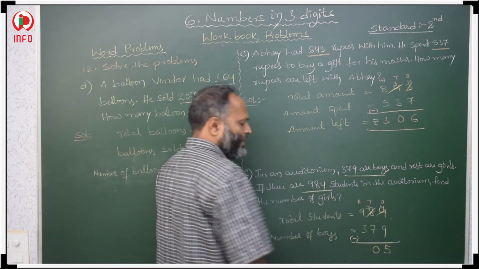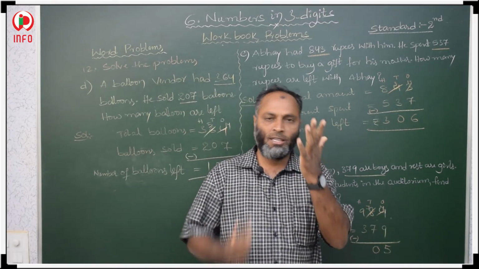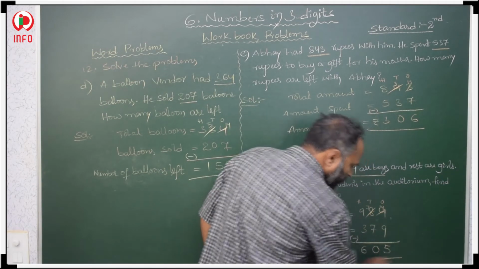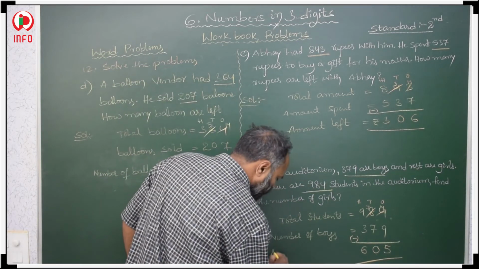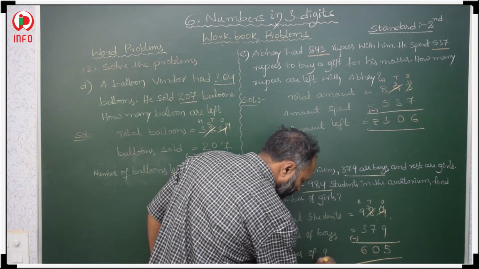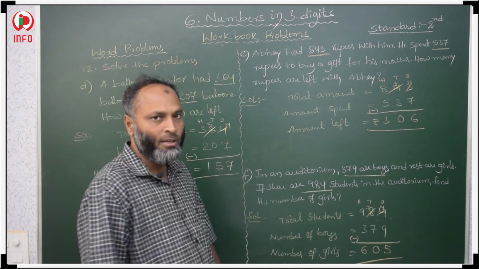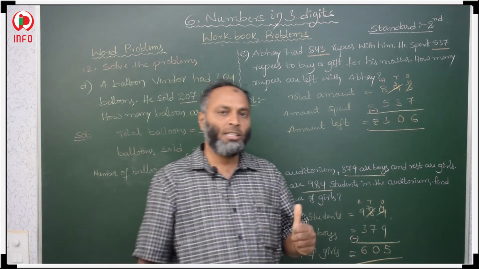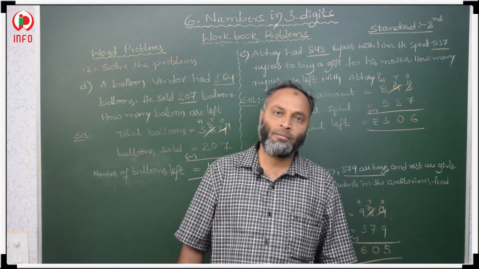9 minus 3 means from 3 to 9 we count: 4, 5, 6, 7, 8, 9. It is 6. 605. It is nothing but our number of girls. 605 girls. Okay. So in this way we have to find the number of girls. Okay, students. One more question is left. Do that question as your home assignment.